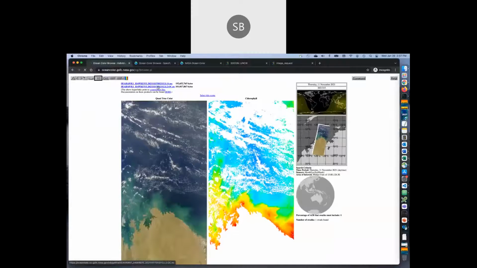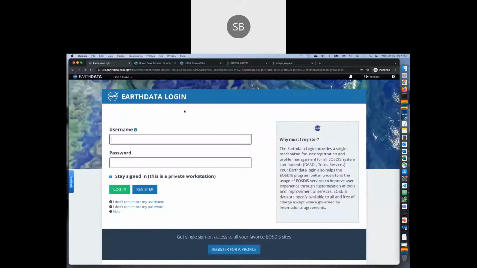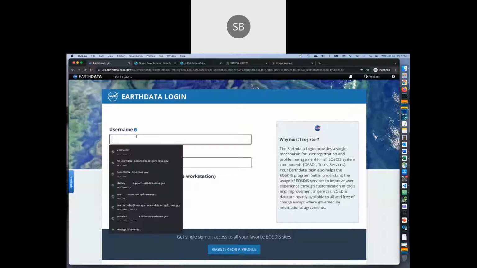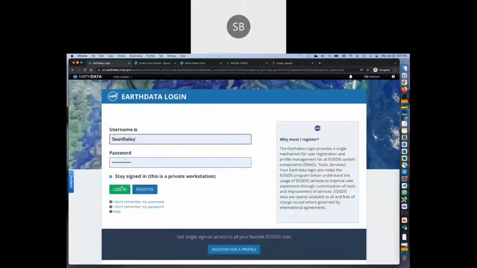So if you were to click, you're brought to the Earth Data Login webpage. All of our data require the user to have an Earth Data Login account to download. It's a free account, free to register. So if you don't already have one, you can click here to register. I happen to have one, so we'll go ahead and put my credentials in here and we will log in.